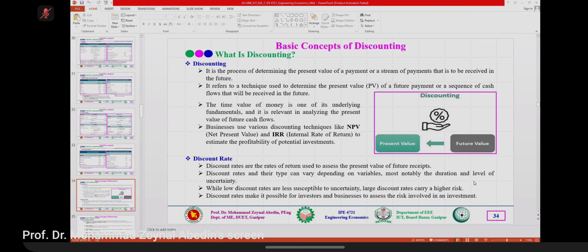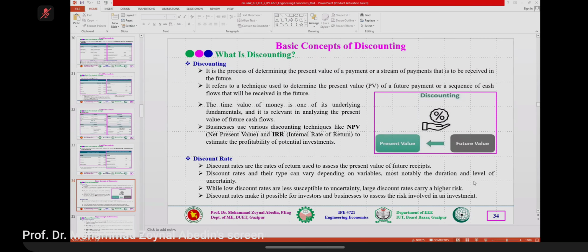of the transaction, means the value of a payment or a stream of payments that is to be received in the future. It refers to a technique used to determine the present value (PV) of a future payment or a sequence of cash flows that will be received in the future. The amount of the payment is calculated today and the amount will be received in future. The time value of money is one of its underlying fundamentals, and it is relevant in analyzing the present value of future cash flows.